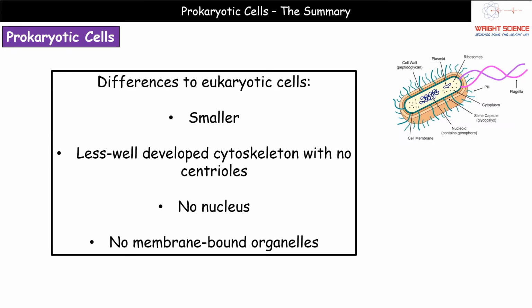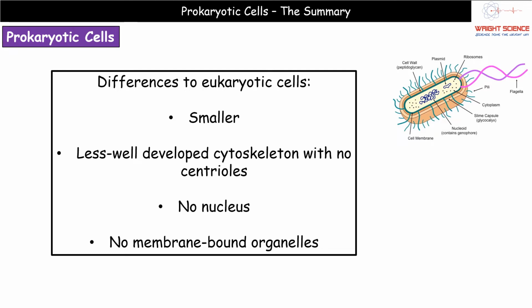Again, a GCSE throwback, there is no nucleus in a prokaryotic cell. Eukaryotic cells all have a nucleus. If you're looking for one difference to remember, remember that one because it's a good old favourite. And they have no membrane-bound organelles.